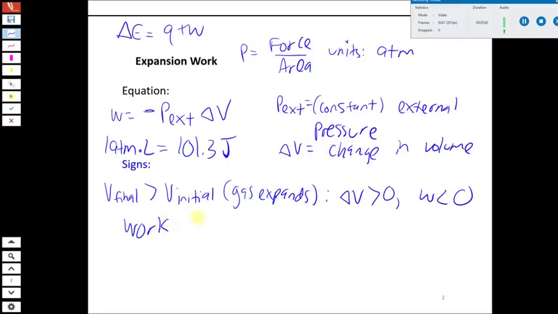That means work is done by the system. So in order for a gas to expand, if the container of gas is your system that you're studying, the system would have to do work on the surroundings. So work is done by the system in that situation.